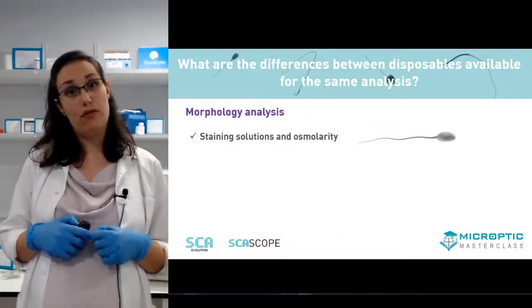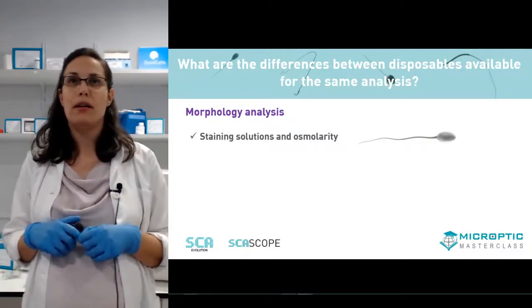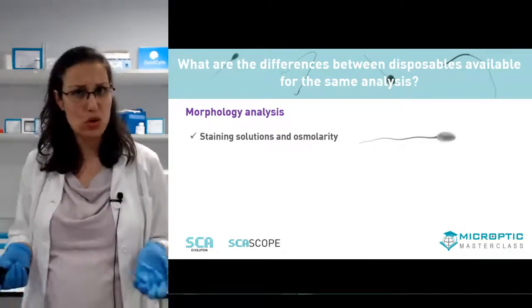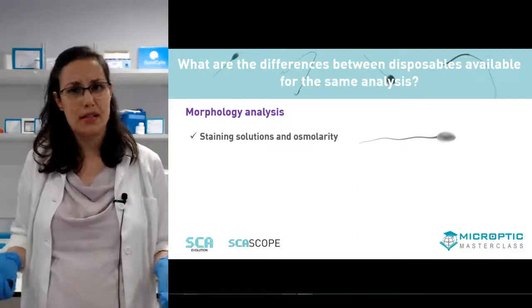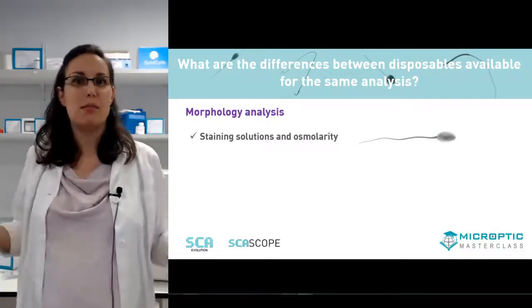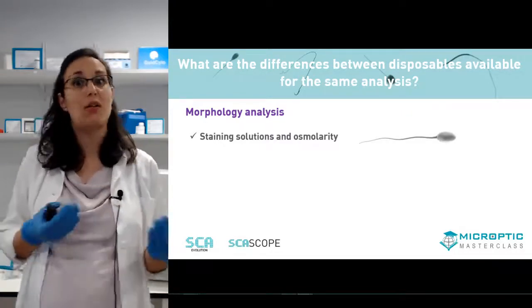Now we will move to morphology tests. Here, it's very common to find a lot of different staining solutions and reagents that will help us to evaluate sperm morphology. But which is the best? What should we take into account for selecting one or another?